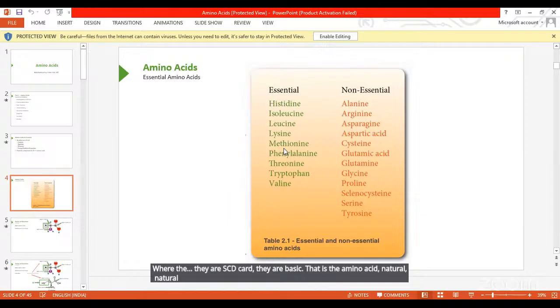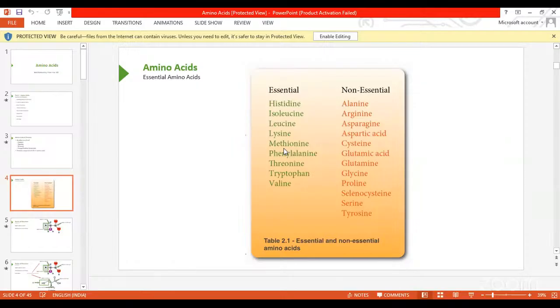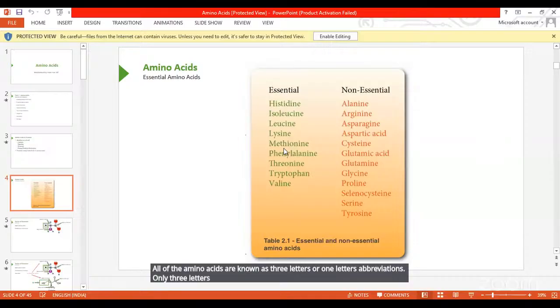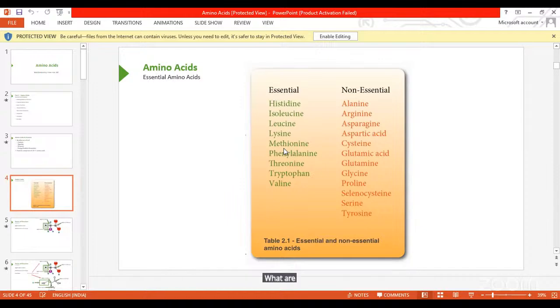Neutral non-polar, neutral polar, basic polar. Basic contains an additional amino group. Acidic polar. All of the amino acids are known by 3-letter or 1-letter abbreviations. Main important: what are the essential amino acids? What are the non-essential?